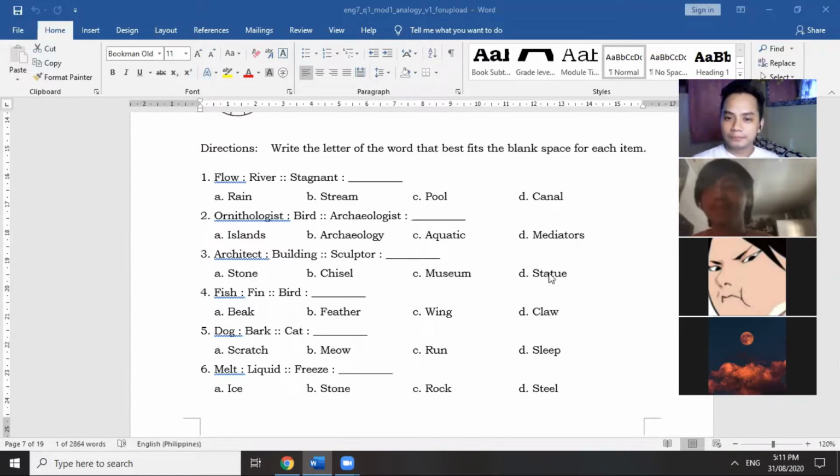A statue. Very good. It's the one that they are doing. So this is how analogy goes. You need to look at the relationship of the first pair and apply that to the relationship of the following pair. So if an architect is responsible for a building, a sculptor is responsible for a statue.